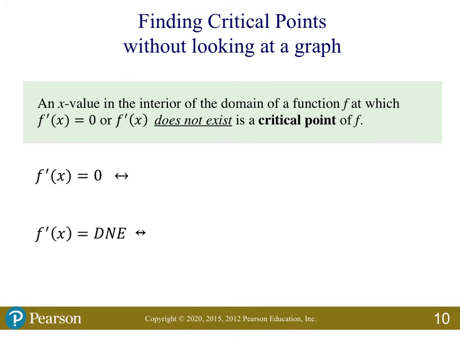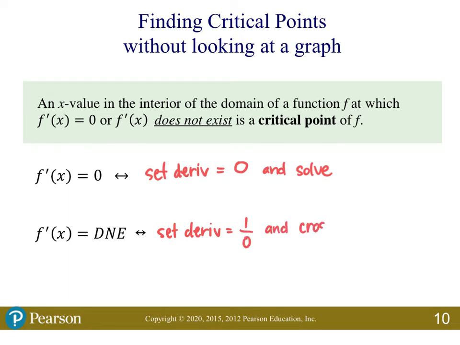So you're going to find critical points when you set the derivative equal to 0. You're going to set the derivative equal to 0, and then you're going to solve. And that will find critical points for you. It will find the horizontal tangents. And if you want to find corners or cusps, you set the derivative equal to undefined, which means you're setting it equal to 1 over 0. And then you cross multiply before you solve. And that will find you any corners or cusps.